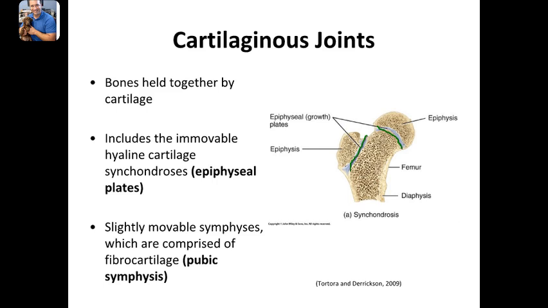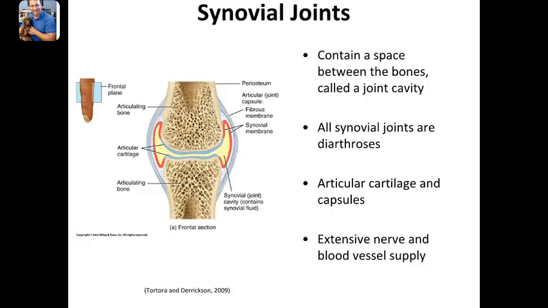Synovial joints, as stated, are surrounded by a joint capsule and synovial membrane. The synovial membrane is going to release synovial fluid, which is like an oil or grease. It's like oiling up a hinge with WD-40. So that synovial membrane is very, very important, and the joint capsule keeps the joint together.